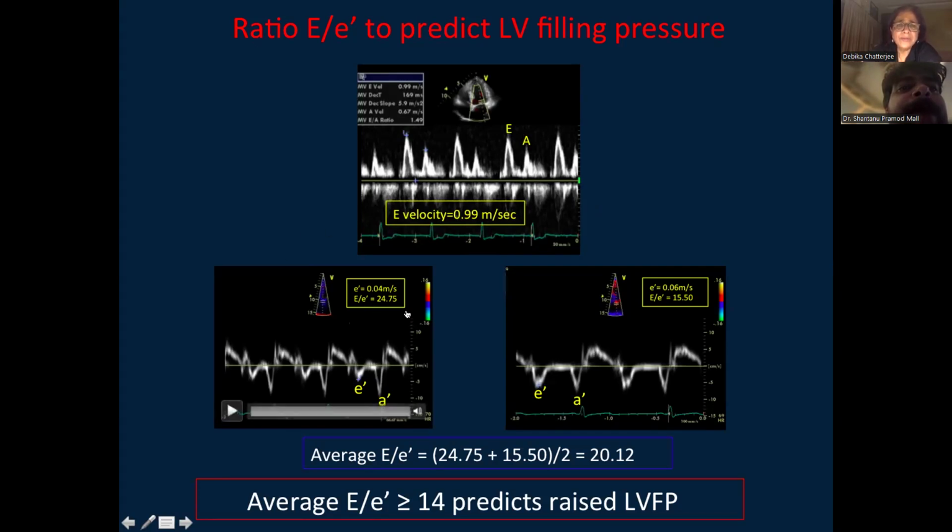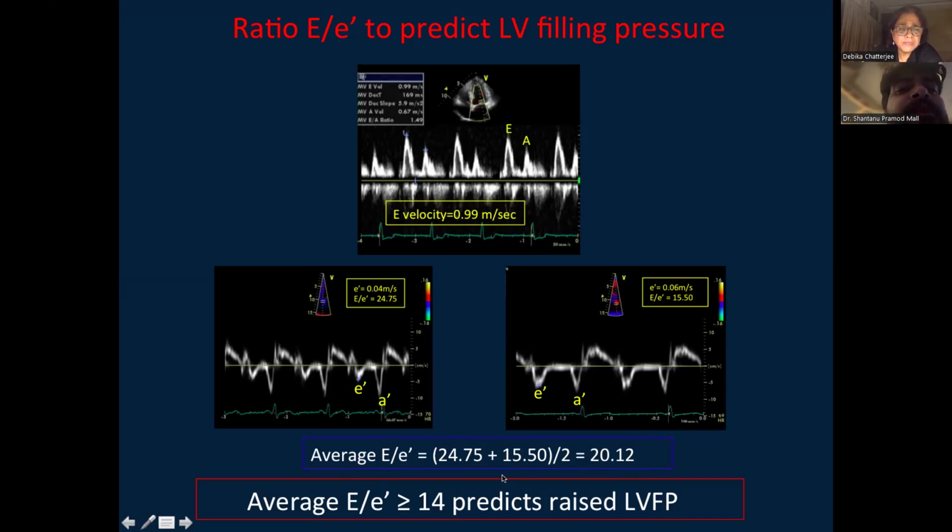So in that hypertrophic cardiomyopathy patient, in the septal annulus, E by E prime is 24. And in the lateral annulus, it is around 15 E by E prime. So we take an average of these two values, which turns out to be 20.